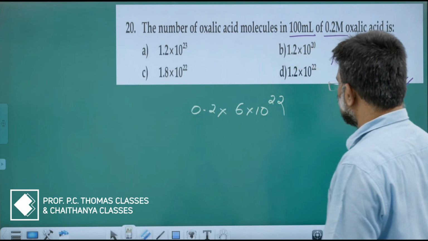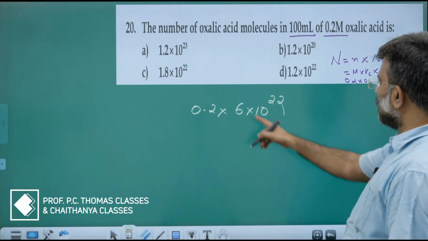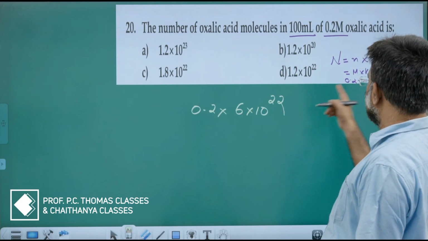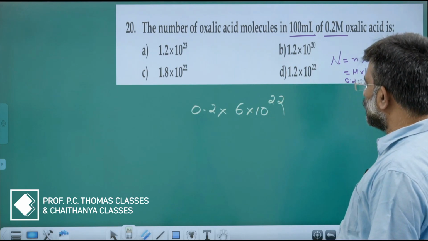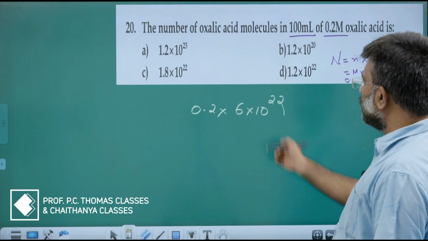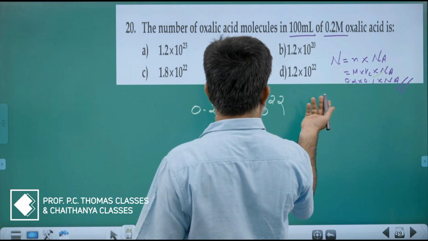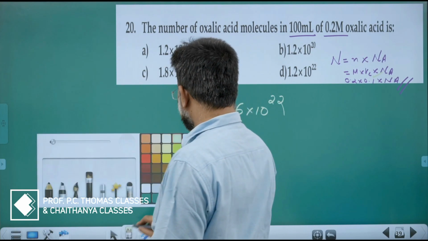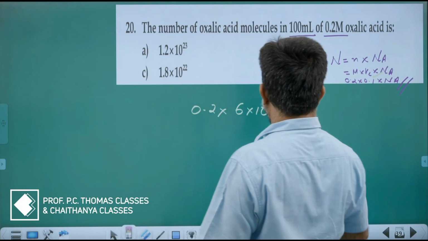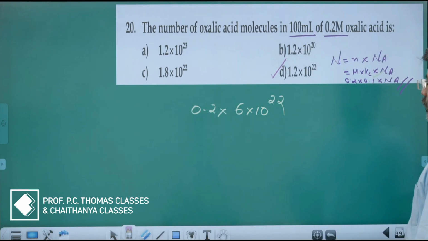0.1, I am cancelling. It is 6.023 into 10 power 23 into 0.1. That is 6.023 into 10 power 22 into 0.2. 1.2 something into 10 power, option D. 1.2 into 10 power 22.